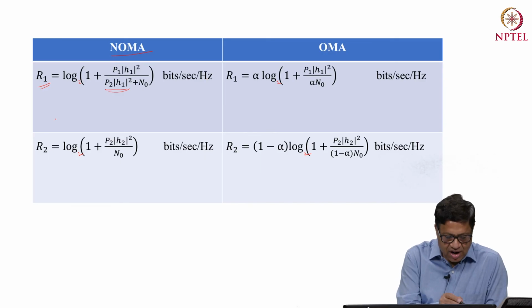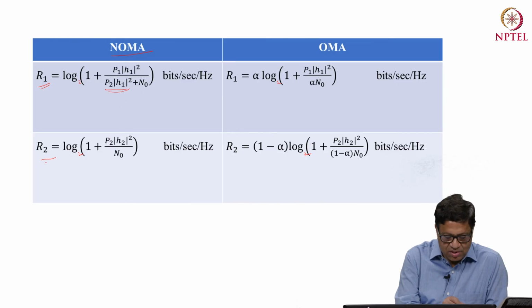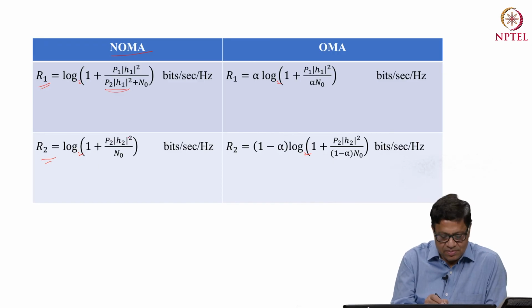And for R2, because you have subtracted the user 1 signal, you are left only with user 2 signals. So the R2 is given by log 2 1 plus P2 H2 mod square divided by N naught bits per second. So this is for NOMA.